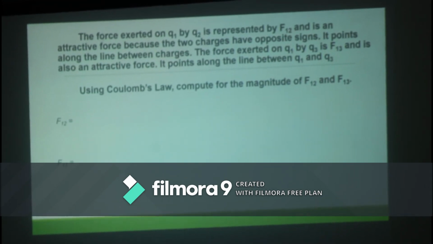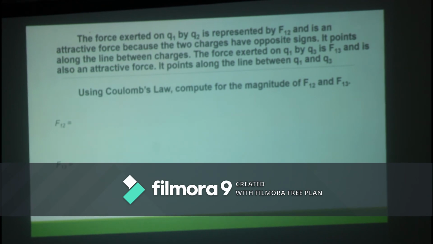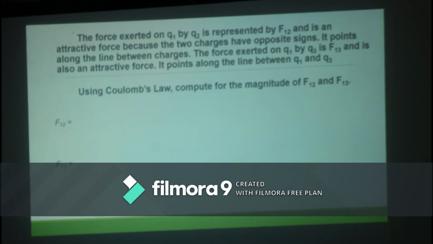1. Now the force exerted on charge 1 by charge 2 is represented by F1 and 2 and is an attracting force because the 2 charges have opposite signs. It points along the line between charges. The force exerted on charge 1 by charge 3 is F1 and 3 and is also an attracting force. It points along the line between charge 1 and charge 3.